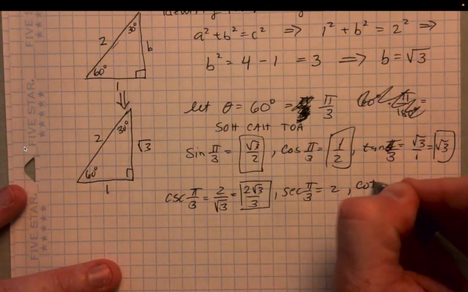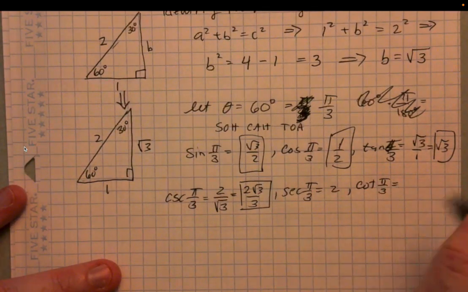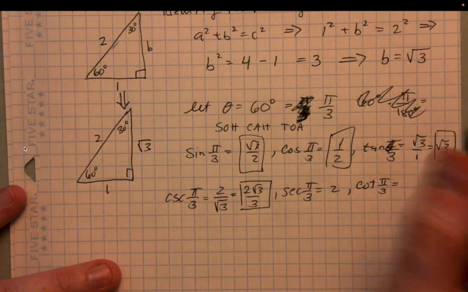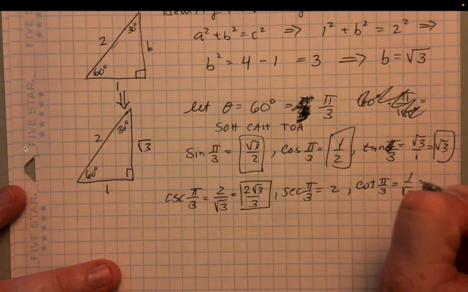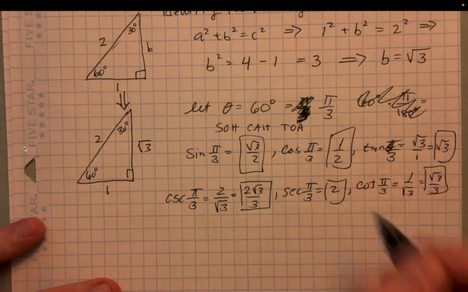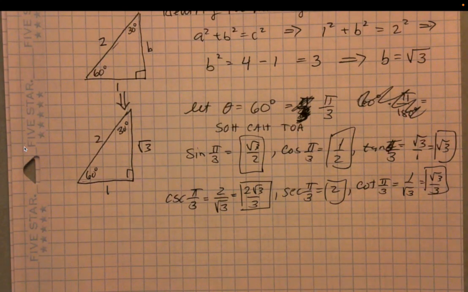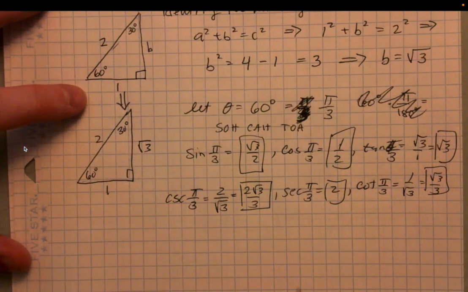And the cotangent of pi over 3 is equal to 1 over the square root of 3, which is the square root of 3 over 3 when you rationalize it. Okay, and so there we have the 6 exact values for theta equals pi over 3. And we could do the same exact thing for the 30-degree angle, right? We just have to reorient ourselves here.